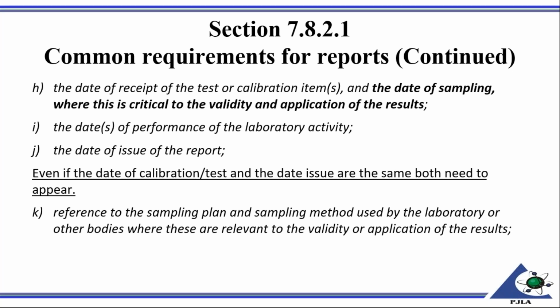Both of those dates, even if they're the same, you can have, but they need to have indication that is the case. Section K, reference to the sampling plan and sampling method used by the laboratory or other bodies where these are relevant to the validity or application of the results. Again, if you're doing calibration, 9 times out of 10, that's not going to be an issue. You're not doing sampling, so you don't need to include that. But if you are doing a sampling, you're going to have to include the plan and the method that you are utilizing with the sampling, where these are relevant to the validity or application of the results. So if either of those do not affect the validity of the results or the results at all, you don't have to include it. But again, be careful. If they do, you do need to include that there.